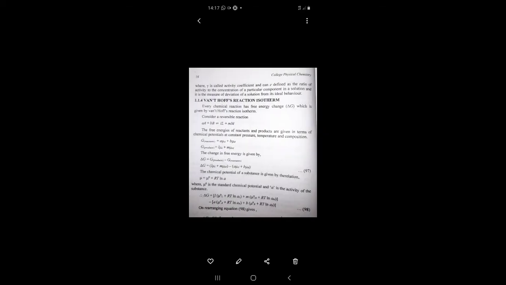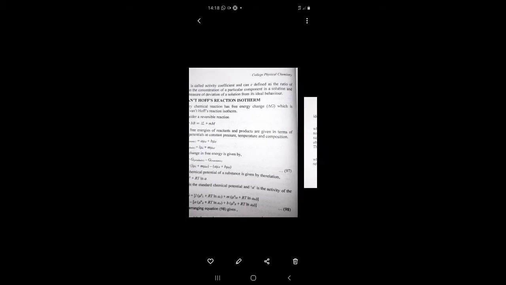So we now have the relation between activity coefficient, activity and concentration, where gamma is called the activity coefficient and can be written as the ratio of activity to the concentration of a particular component in a solution, and it is a measure of the deviation of the solution from ideal values. You have to remember this relation between activity, fugacity and activity coefficient.